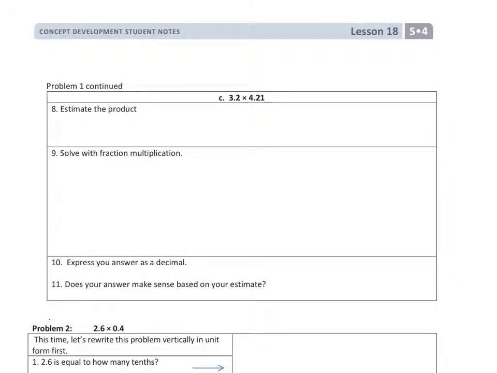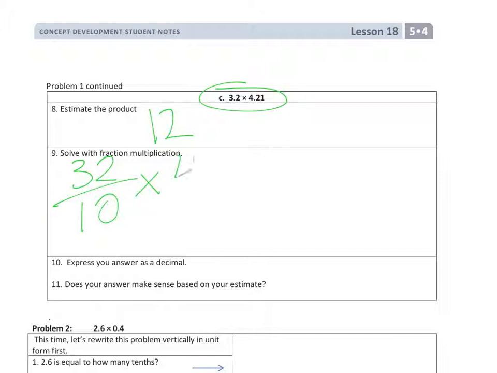All right, let's look at this bad boy. First, we're going to estimate the product. Since this is pretty close to 3 times 4, I'm going to estimate my product to be around 12. And solving with fraction multiplication, 32 tenths times 421 hundredths.